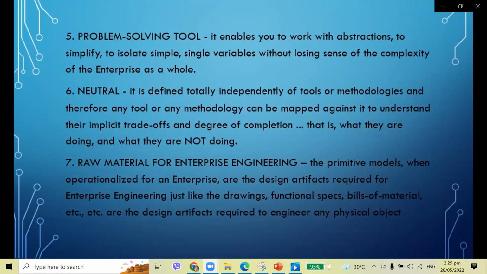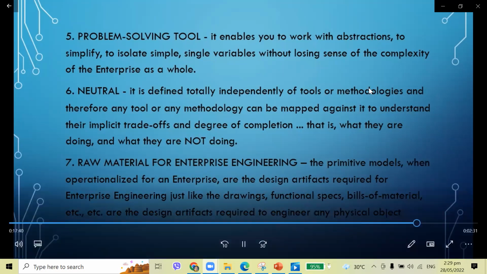Next is the problem solving tool. It enables you to work with abstractions to simplify, to isolate simple single variables without losing sense of the complexity of the enterprise as a whole. Next is neutral. It is defined totally independently of tools or methodologies, and therefore any tool or any methodology can be mapped against it to understand their implicit trade-offs and degrees of completion. That is why they are doing and why they are not doing.